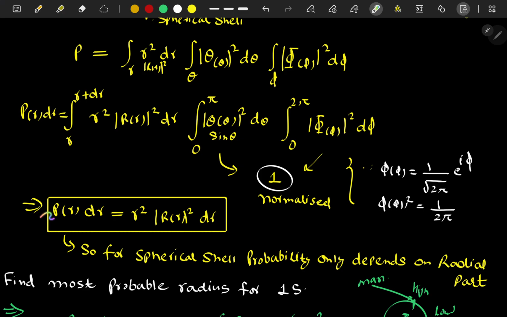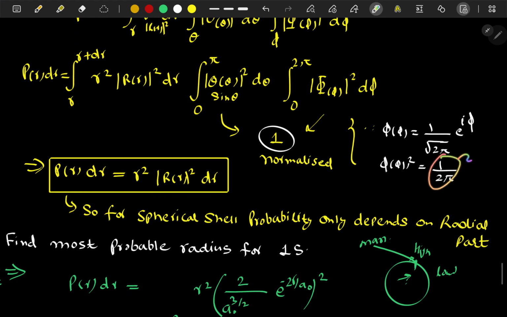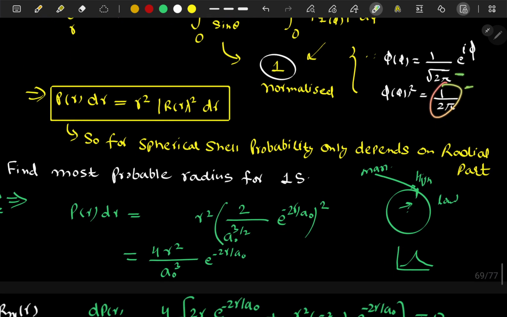So we are left with the probability density P(r)dr equal to r squared times the radial part squared. So for a spherical shell, the probability only depends on the radial part, not on the θ and φ part. Why is it so? Because they are giving a constant.